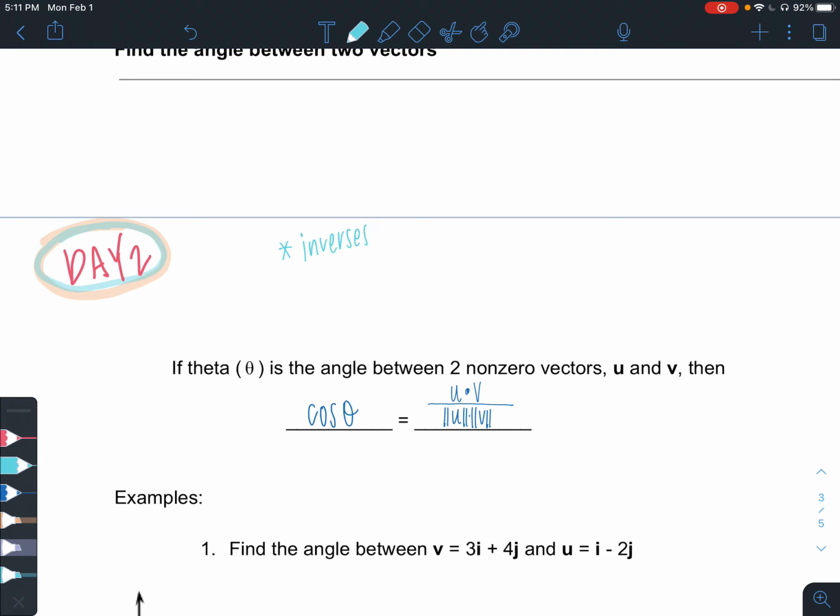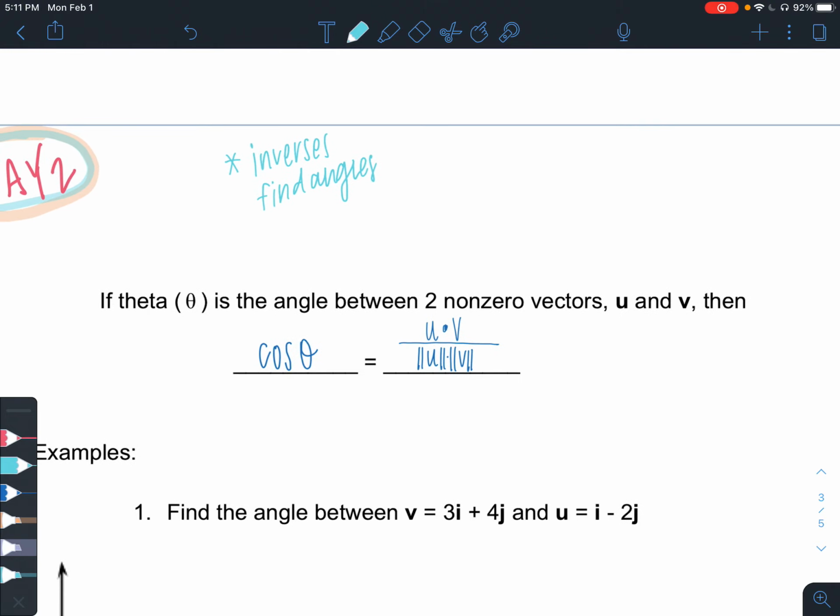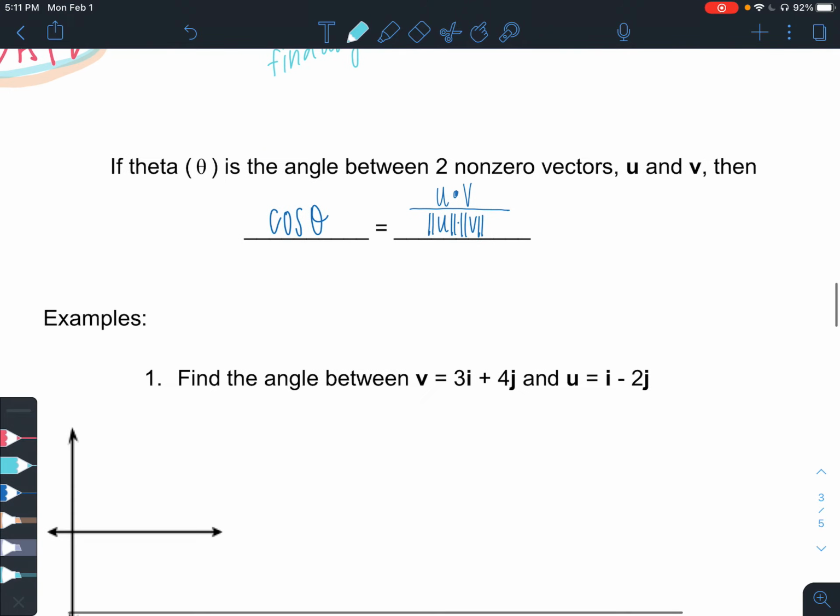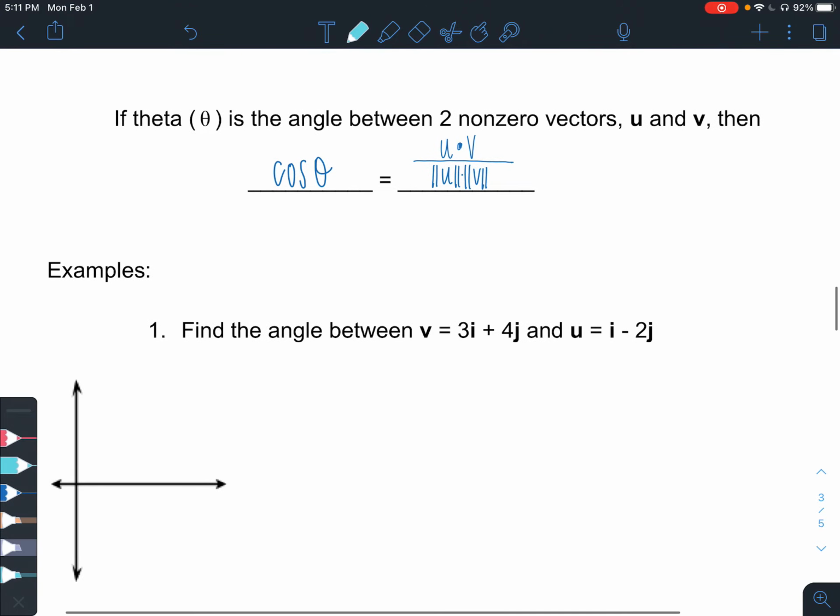Remember that inverses find angles. If theta is the angle between two non-zero vectors, u and v, then cosine of theta is equal to u dot v over the magnitude of u times the magnitude of v. So let's just jump right into some examples.